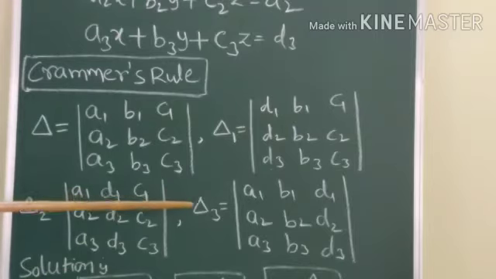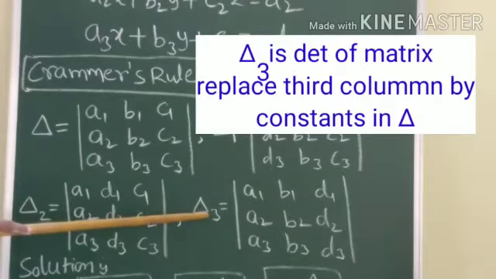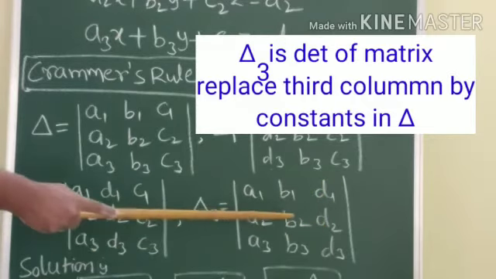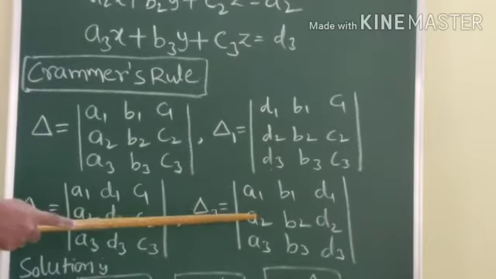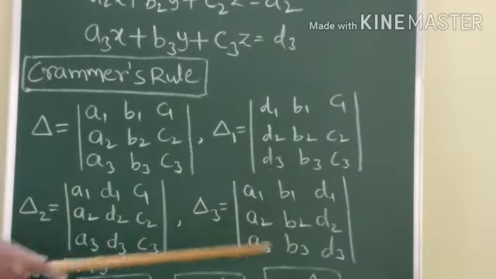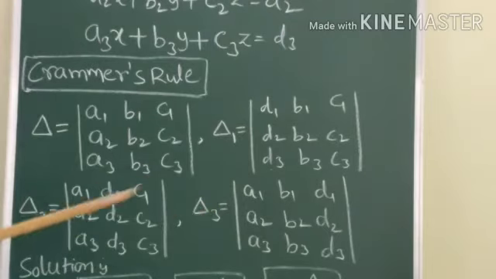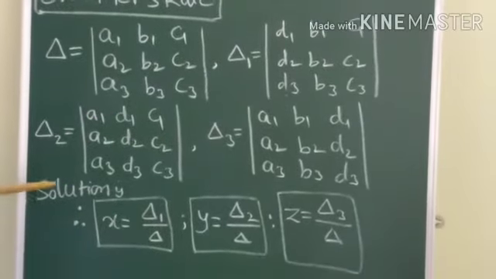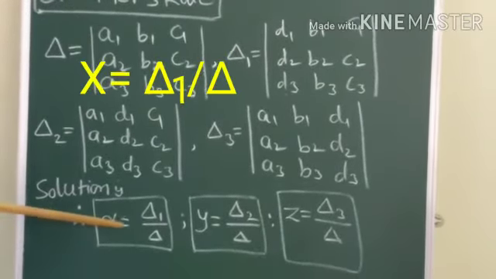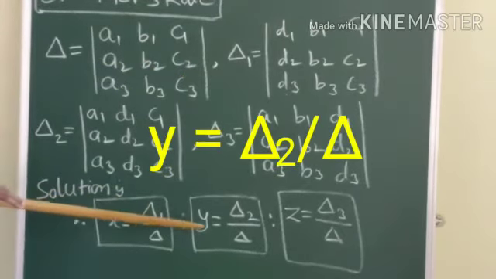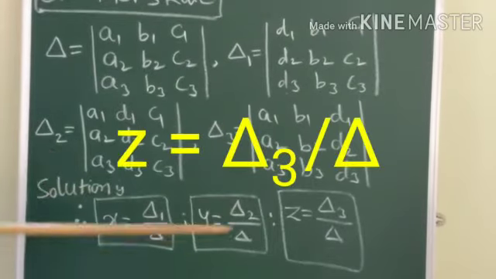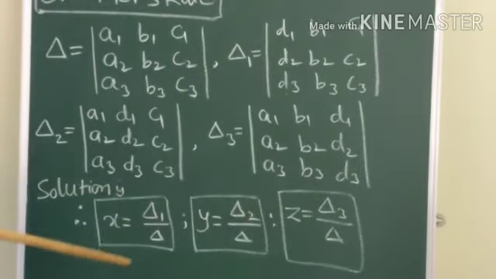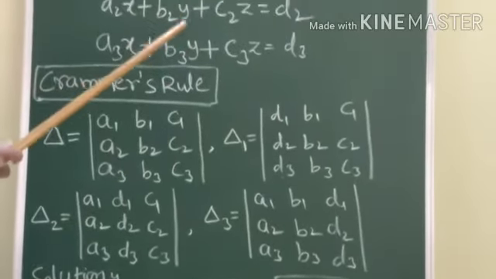And finally, find the value of delta 3. Here, change the third column to the constants d1, d2, d3, and the remaining two columns are the same: first column a1, a2, a3, second column b1, b2, b3. That value is delta 3. After finding delta, delta 1, delta 2, delta 3, the final solution is: x equals delta 1 by delta, y equals delta 2 by delta, and z equals delta 3 by delta. This is the solution of the given non-homogeneous linear equations.